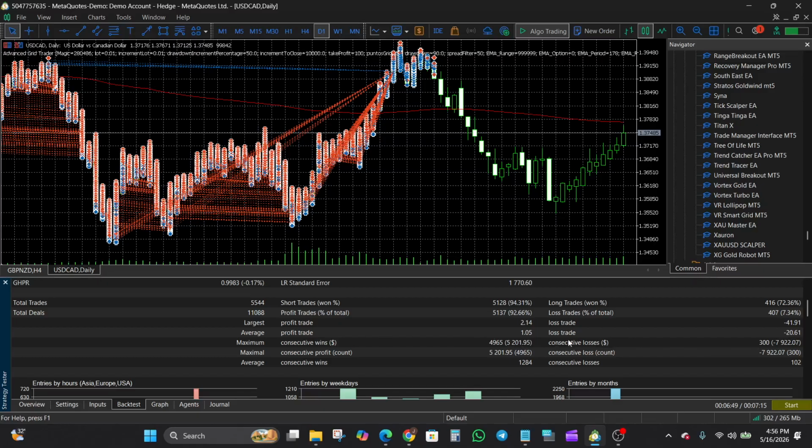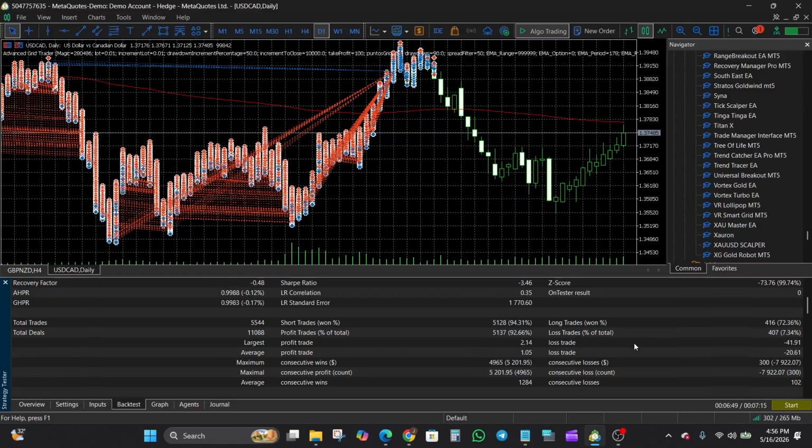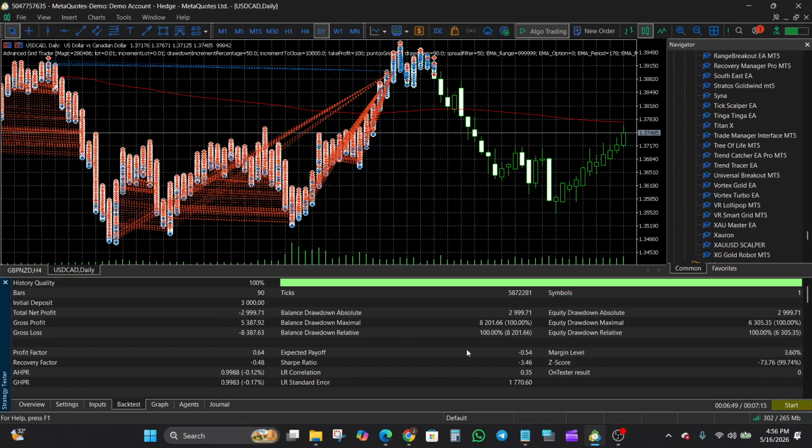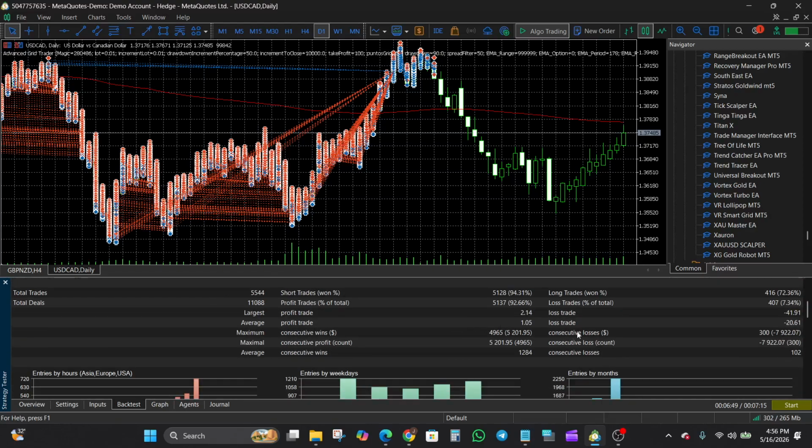Now, that tells me that the risk to reward is very poor, very poor, right? And that's the reason why, despite the high win rate, we still have the account getting blown, because the risk to reward was very poor.